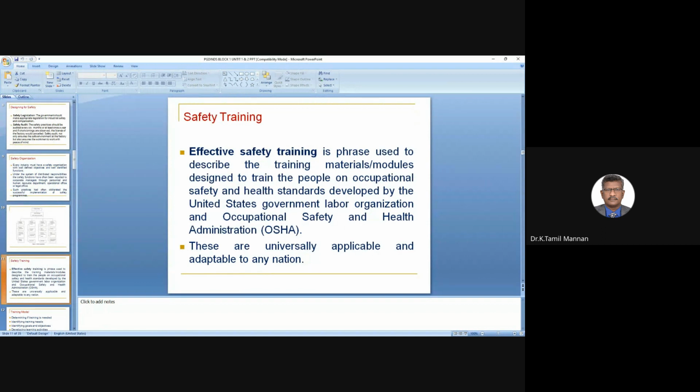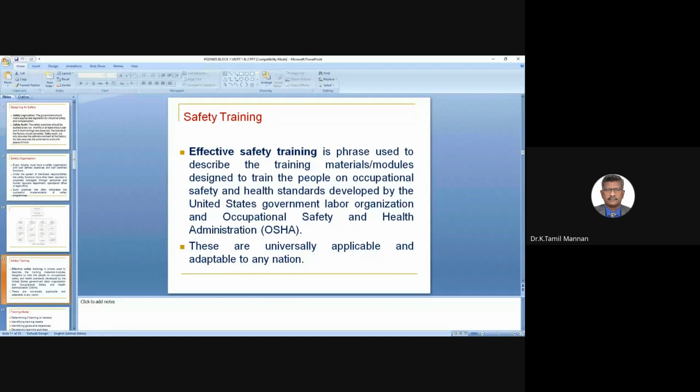They are used to provide proper training on various modules, level 1, level 2, level 3. So there are different types of modules for training. They should be properly designed, and used to train the people related to the occupational safety as well as health standards, which are designed by the United States Department of Labor's Occupational Safety and Health Administration.